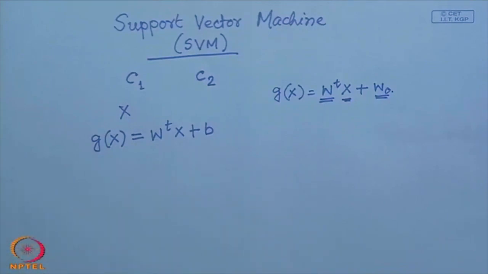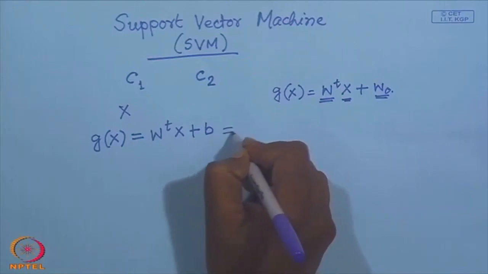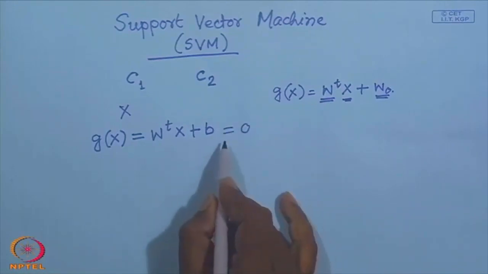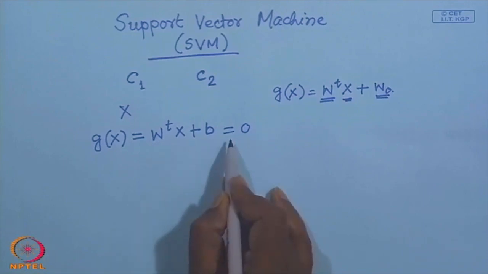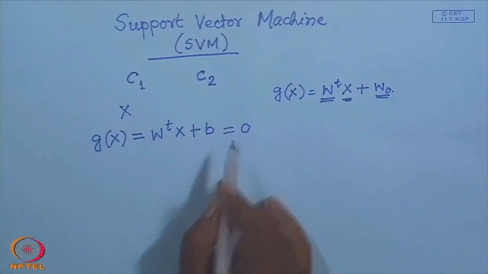In a two dimensional space, if our feature vector is a two dimensional vector, then this linear equation represents a straight line. If our input feature vector is a three dimensional feature vector, then if I put this equal to 0, I get a linear equation w transpose x plus b equal to 0. This linear equation in two dimension represents a straight line. In three dimension, it represents a plane.